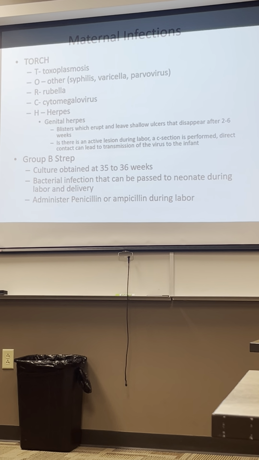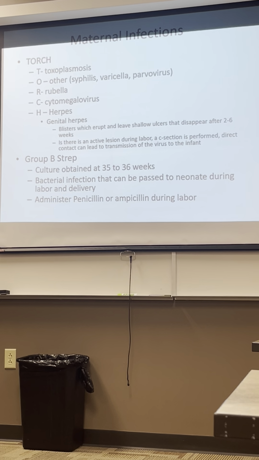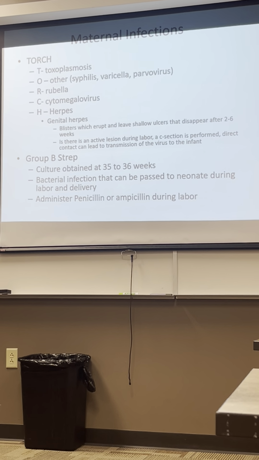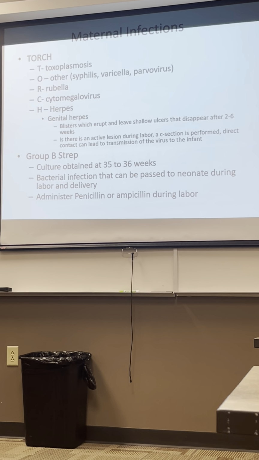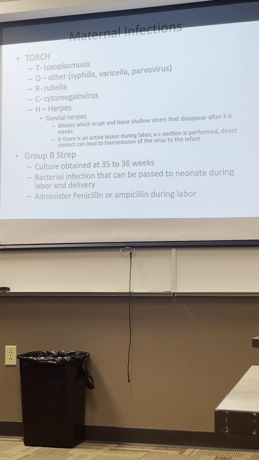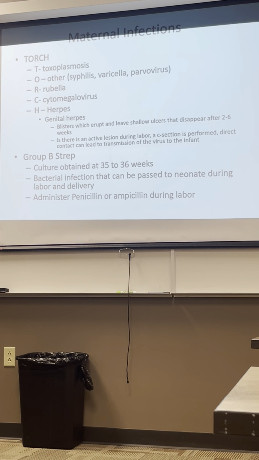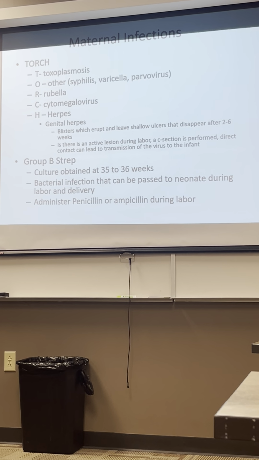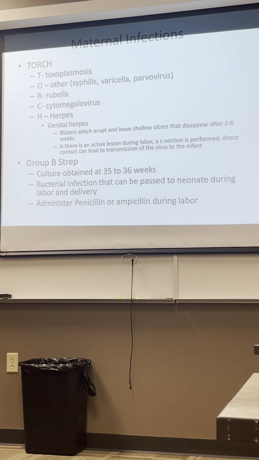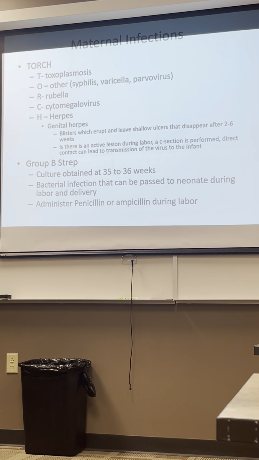Study all this, the TORCH infections. Remember that if there is any active genital herpes lesions, they have to have a C-section. Group B strep, cultures are at 35 to 36 weeks, and this can be passed to the neonate during labor and delivery, and then cause respiratory problems. So we want to administer penicillin or ampicillin during labor.